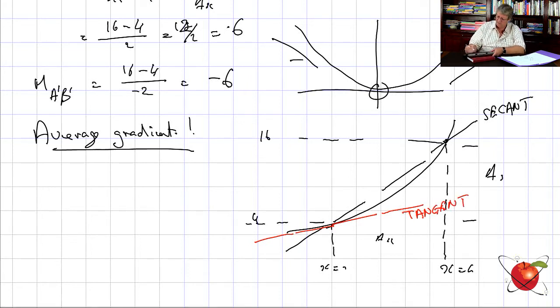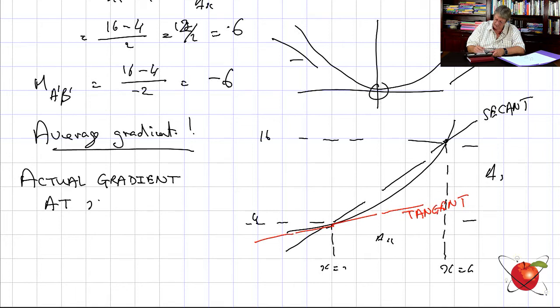I want to know what is the actual gradient at x equals 2. Because I can see each time it's changing, the gradient is getting steeper. The slope of the tangent is getting steeper as I go up the parabola.